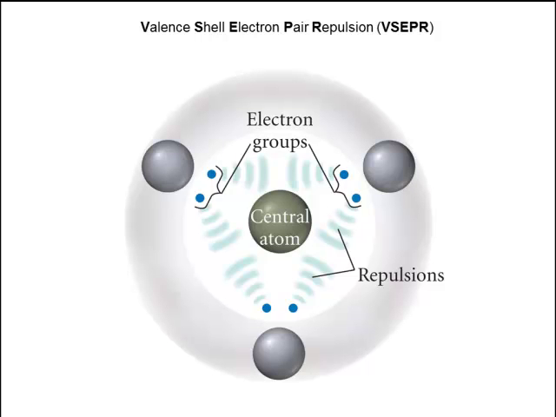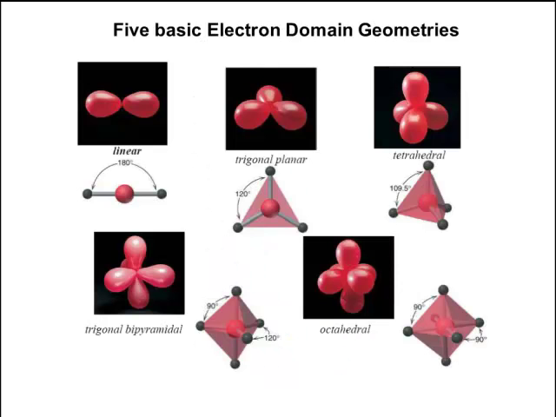If I look at a central atom and I've got 3 atoms surrounding it, with a bond between the central atom and each atom, each of those bonds has 2 electrons in it. To maximize the distance between those electrons, between those bonds, they're going to arrange themselves in this pattern. We're going to get this repulsion between all of them, and that repulsion leads us to what we consider 5 basic electron domain geometries. These are going to be the 5 main ones.